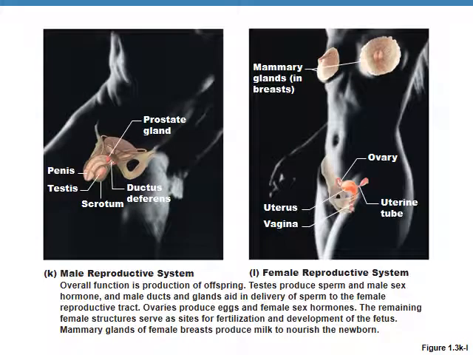Last, we have male and female reproductive systems. So basically these are to produce offspring. So we're talking about meiosis. So the ovaries create eggs, the testes create sperm. This is the only place in the human body that meiosis occurs.